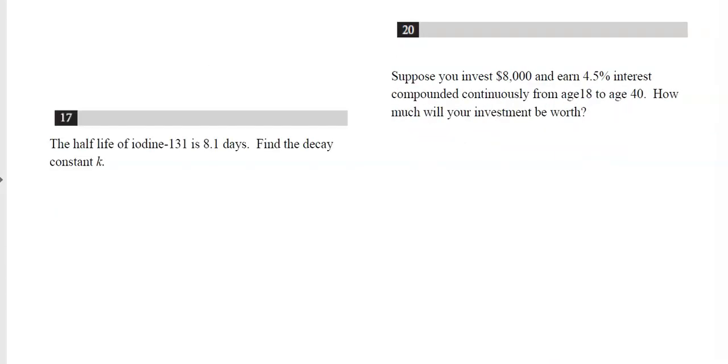All right, number 20. Suppose you invest $8,000. Now this one's compounding continuously. So this has its own equation. It's actually pretty nice compared to the other ones. It's the PERT equation. So I start with 8 G's in principal. I'm going to multiply by e to the rt, which r is 0.045.